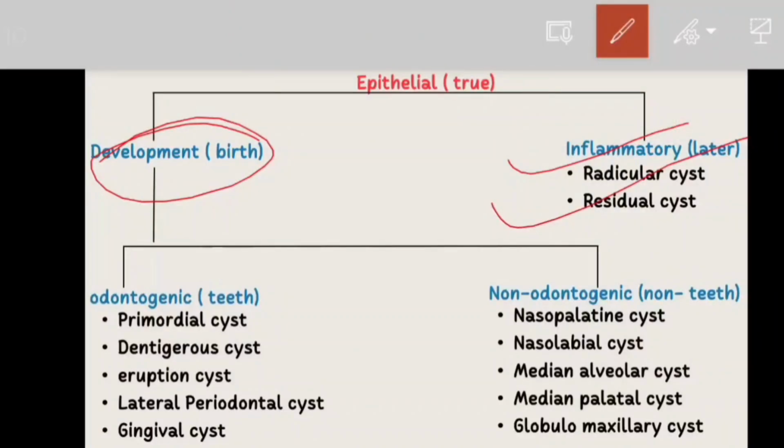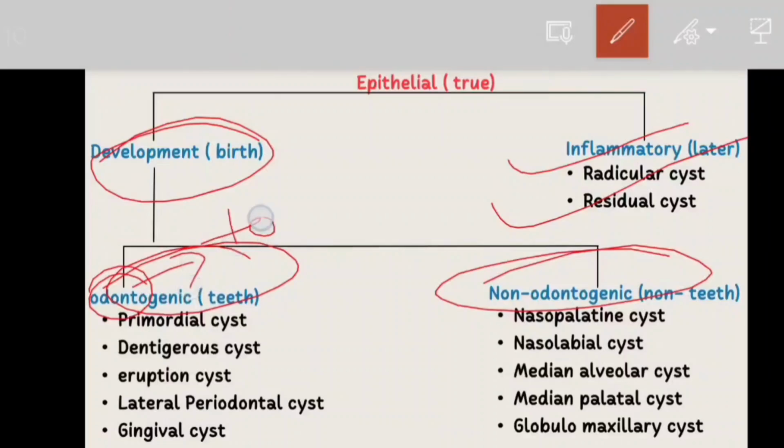So if a cyst develops due to an inflammatory process associated with the tooth, which category should you think of? Yes, that is the inflammatory cyst. Now here the developmental cyst is divided into two again, that is the odontogenic and the non-odontogenic. Another way of understanding these cysts is according to whether they are related to teeth or not related to the teeth. Odonto means tooth.